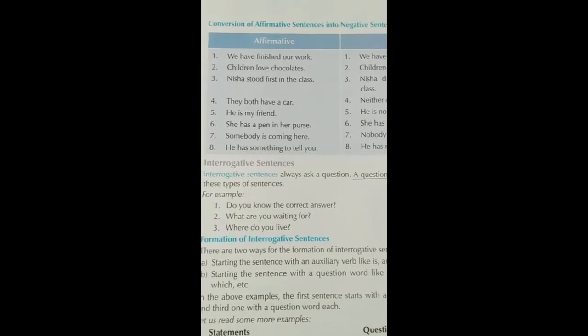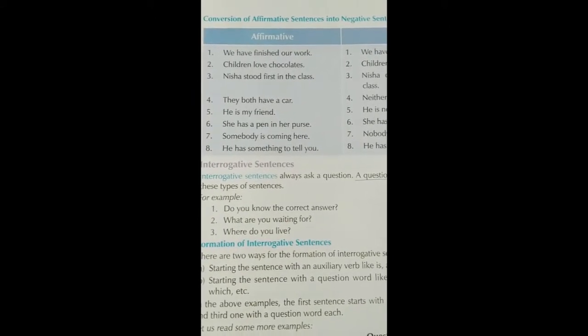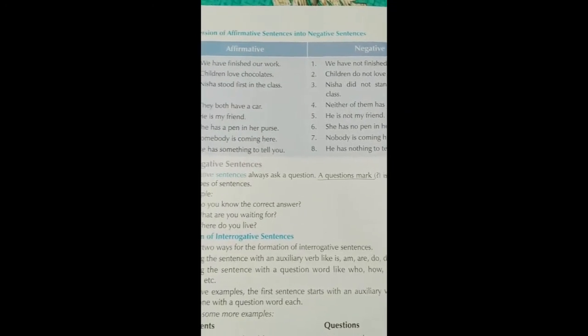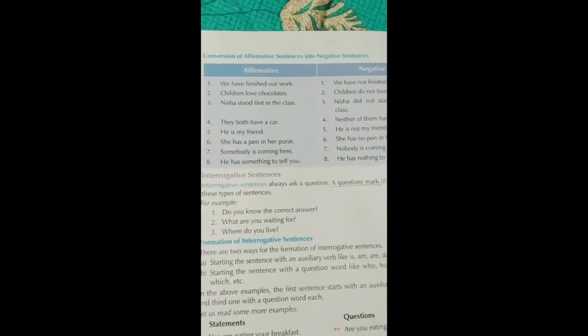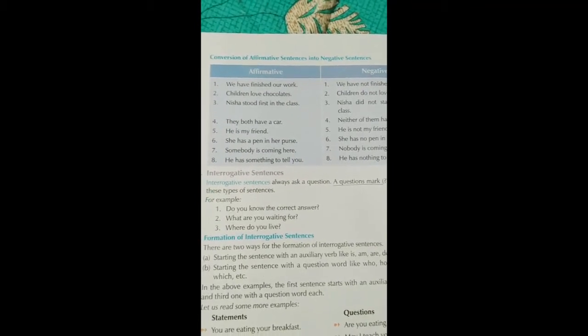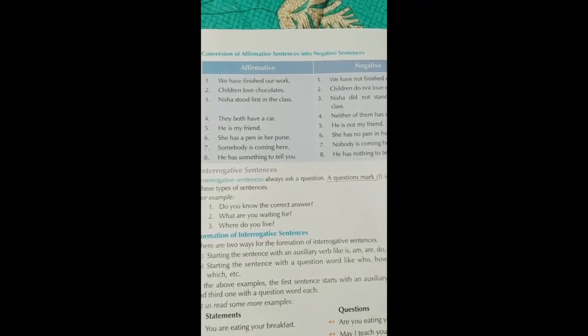Affirmative column, third one, see, Nisha stood first in the class. Now negative sentence, Nisha did not stand first in the class. Guys, these are some of the examples of positive and negative sentences. Read carefully so that you can easily differentiate between affirmative and negative sentences.